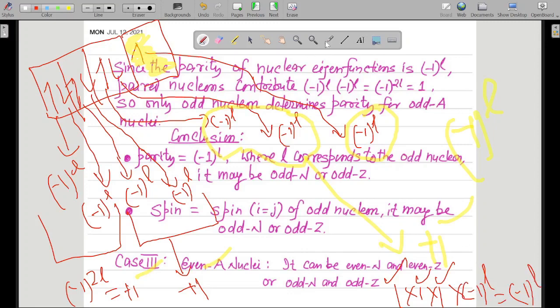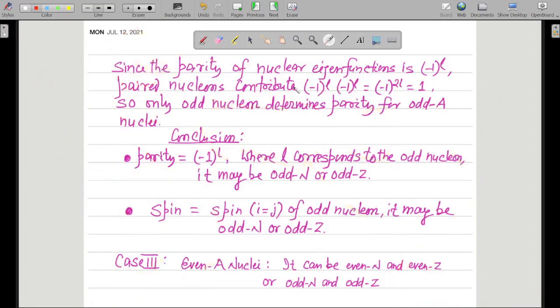So the parity of the nucleus depends on this unpaired nucleon. That is the thing which you must take care of. Only the odd nucleon determines the parity for an odd atomic mass number A nucleus. Okay, already told to you. Now conclusion: parity equals (-1)^L, where L corresponds to the odd nucleon. Whatever the value of L for the odd nucleon, that will determine the parity.